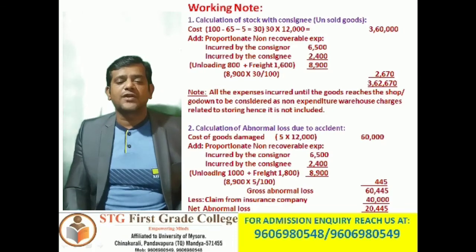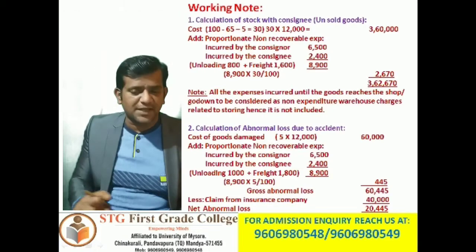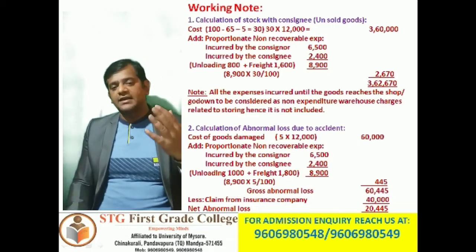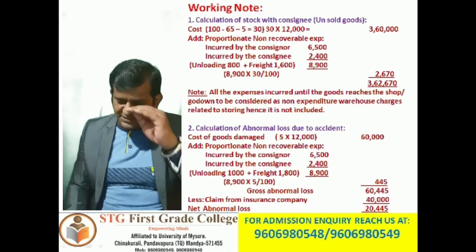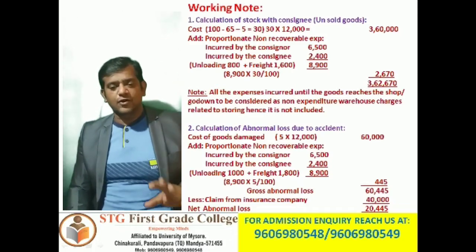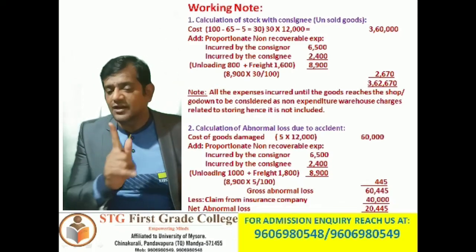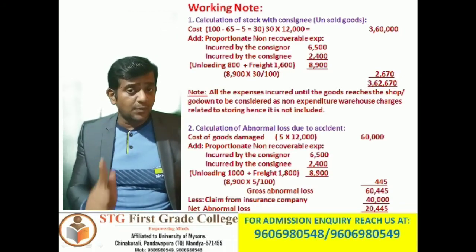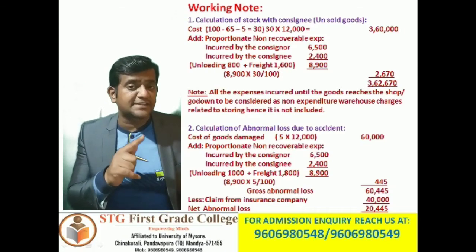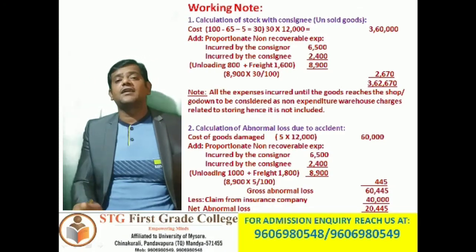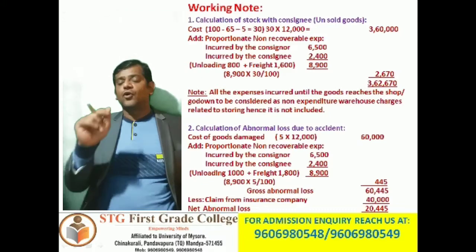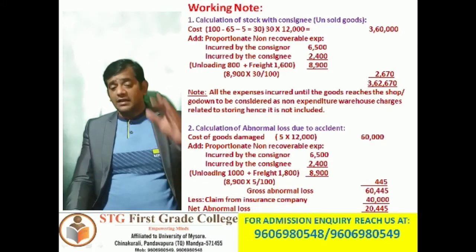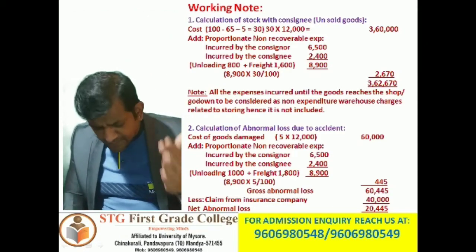Add proportionate non-recoverable expenses as usual, incurred by the consignor 6,500 as in the above working note, and incurred by the consignee 2,400, same as in the above working note, and the amount is also the same, but here only the number of mobiles changes. So 8,900 into how many mobiles met with an accident? 5 mobiles. 5 divided by 100. So 445. So total is 60,445. That is what we call the gross abnormal loss.